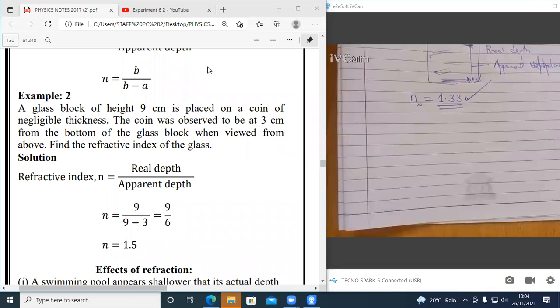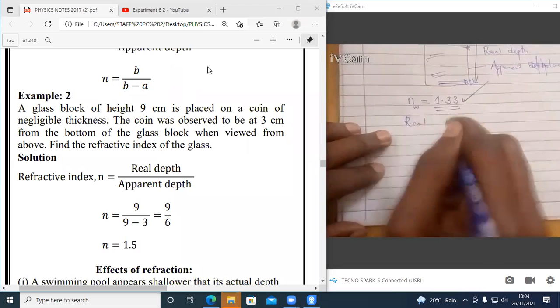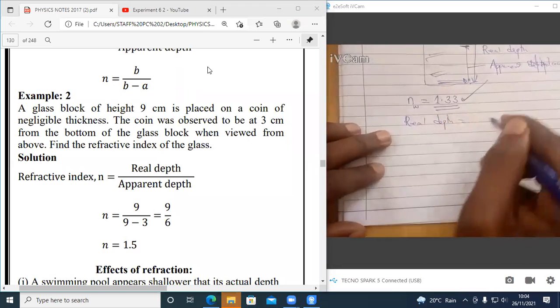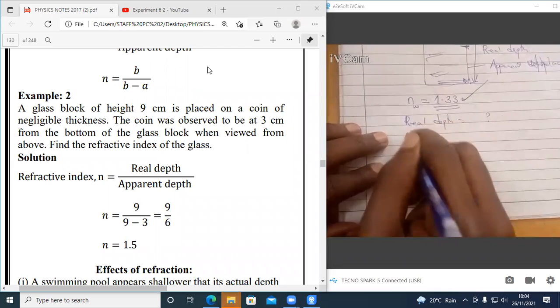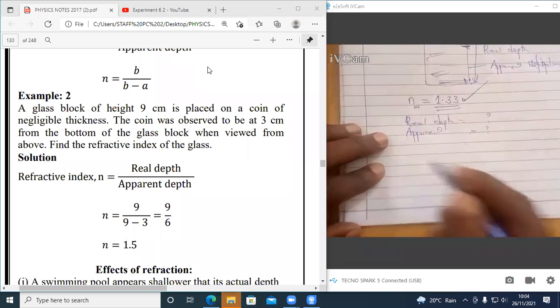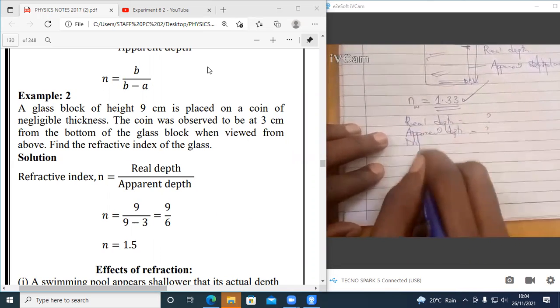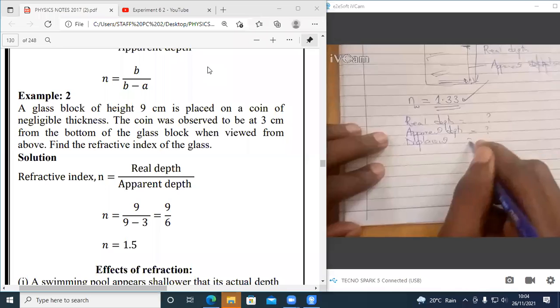No question, right? Good. So now I want you to prove it. After proving it, measure for me the real depth and put the value there. Measure for me the apparent depth, and put it there. Get for me the apparent displacement, and put it there.